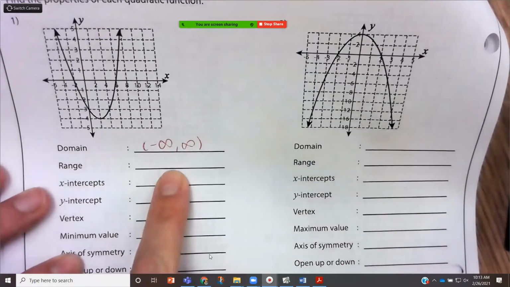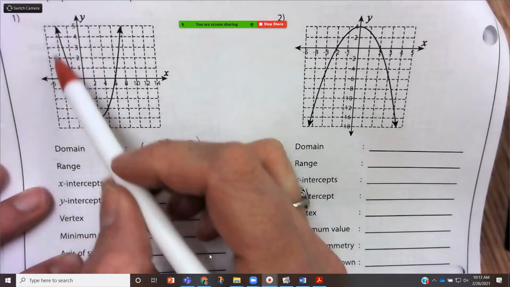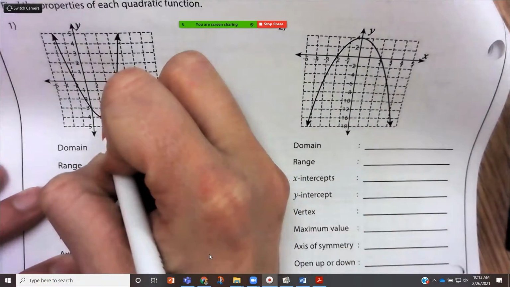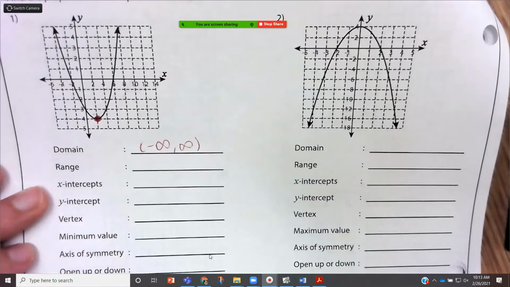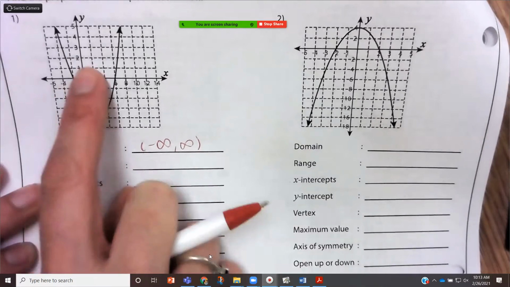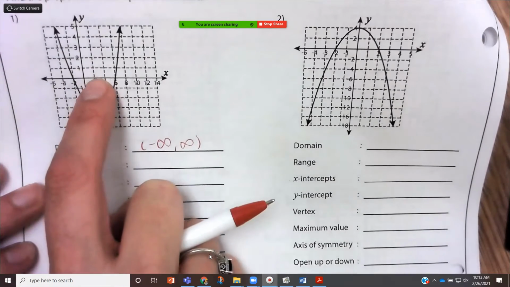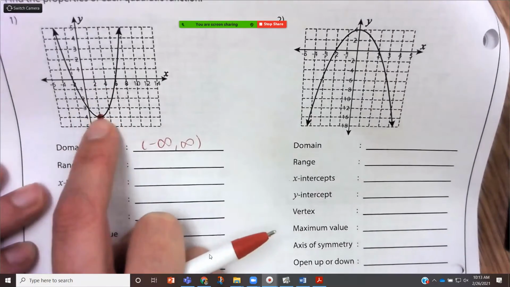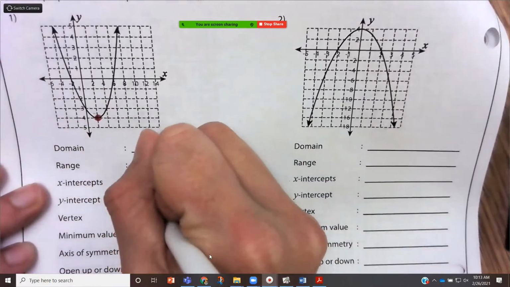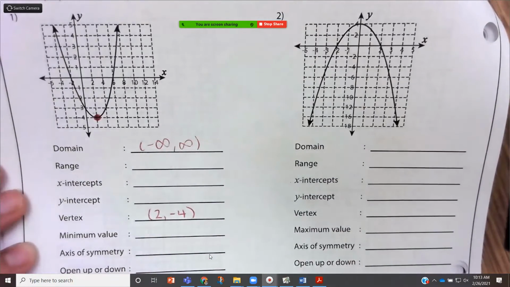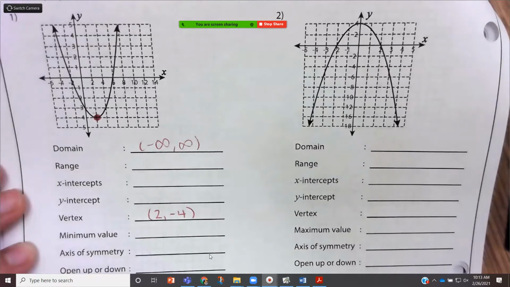Okay, next, the range. In this case, we're given the graph and not the equation. So you need to look at the graph and identify your vertex. Sometimes I might not do these in order. I might say, okay, where's my vertex? So my vertex is on this dashed line and that dashed line, which is at 2, -4. If my vertex is at 2, -4, what does that make my range?